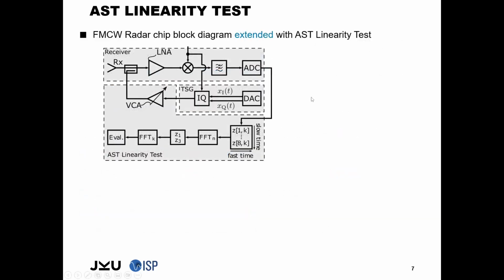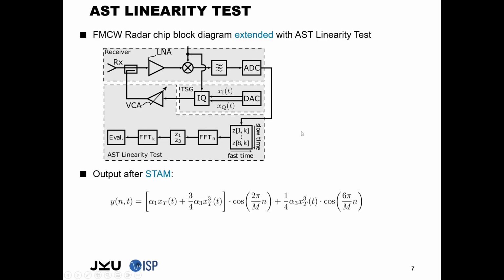So we saw before the receiver block diagram, and now for the AST linearity test, we just need the voltage controlled attenuator here and the processing chain for the AST linearity test. So the Doppler FFT and the range FFT. And afterwards, the evaluation, what is shown afterwards, for example, multiplying by 4. The output of the system after STEM looks like this.